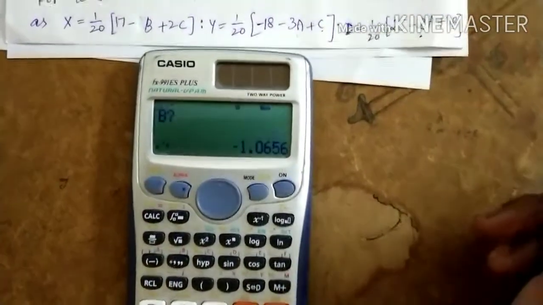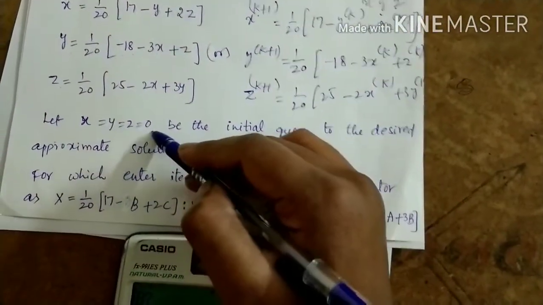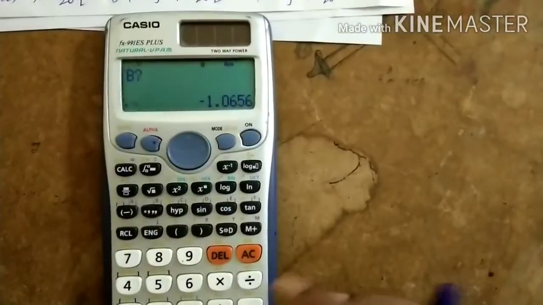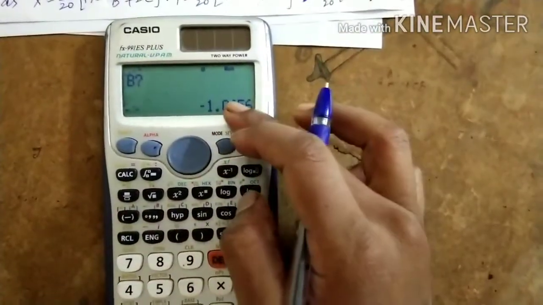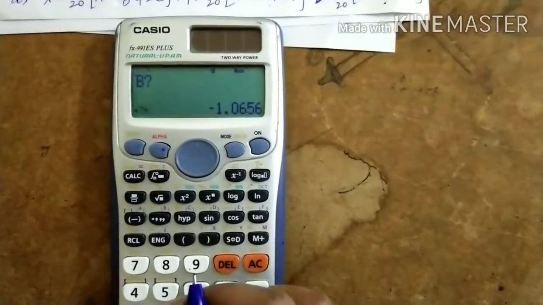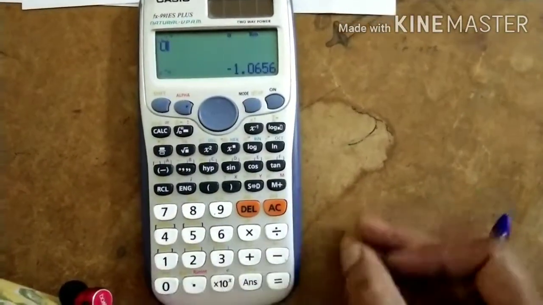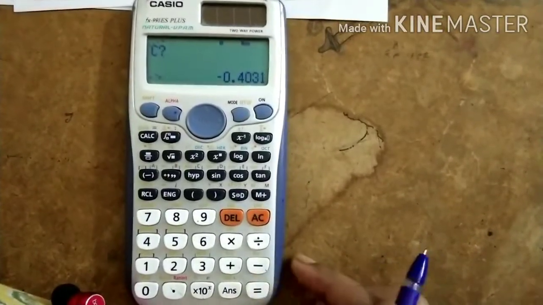It will be asking for b. B is nothing but y. For y we have assumed the initial guess as 0, so we must give that value here. We can see some value on the display. We should ignore it. Let us give the value 0 for y and then press equal to.